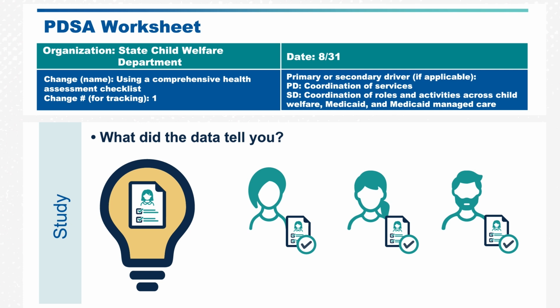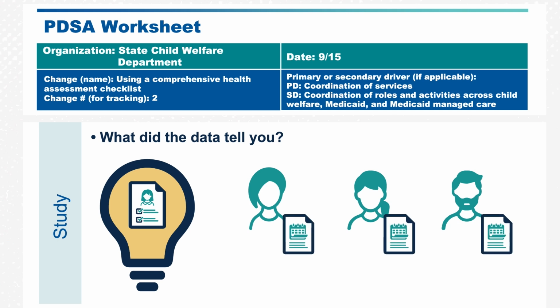However, one of the child welfare staff was not aware of the process for referring these children to care managers at the managed care plan for scheduling support. For the next PDSA cycle, the team decides to test using a revised checklist that includes contact information for managed care staff and target timeframes for completing specific steps in the process. For example, child welfare staff should notify managed care staff to begin outreach within 5 days of entering custody.